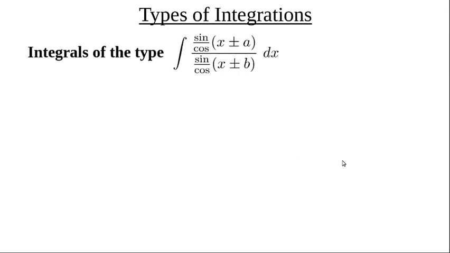The first type is integration of sine or cos of (x plus or minus a) divided by sine or cos of (x plus or minus b) dx. That means this is not sine upon cos. It is sine of (x plus or minus a) or cos of (x plus or minus a) divided by sine of (x plus or minus b) or cos of (x plus or minus b) dx.